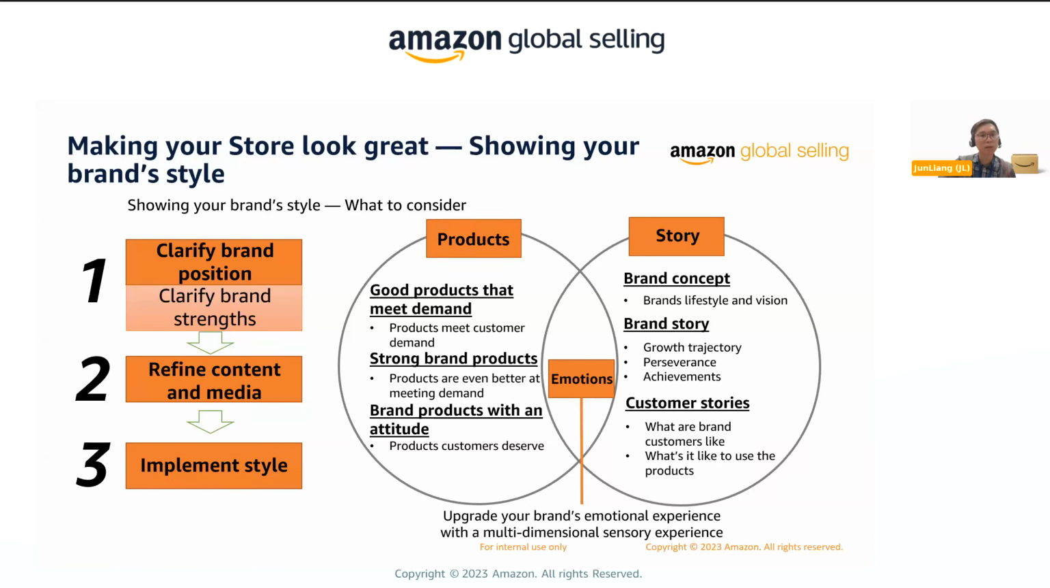So basically, to make your store look great, these are some of the things you need to consider. Clarify your brand position and what your brand strength is, then refine the content and the media you're going to use, and then implement the style that you think suits your brand. You can also consider this brand diagram that we see, on how to invoke emotions to upgrade your brand emotional experience with a multi-dimensional sensory experience.